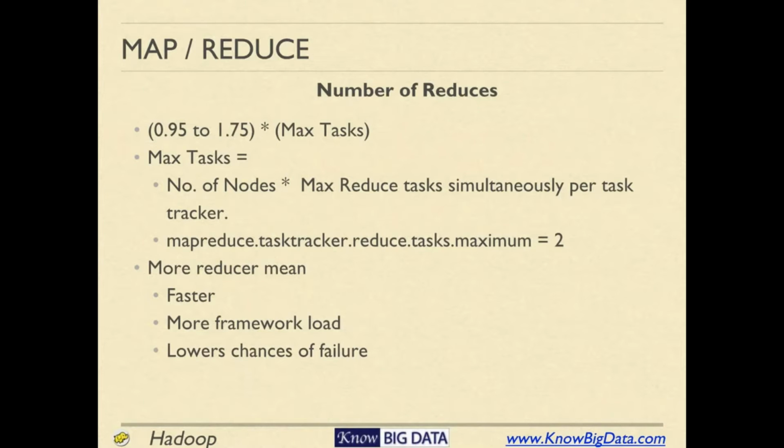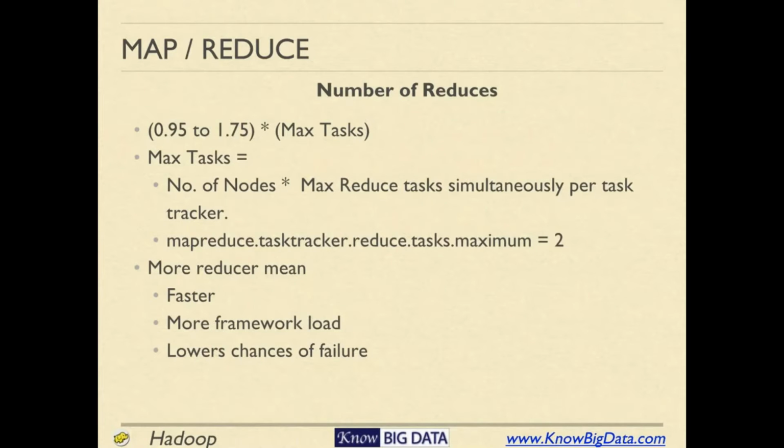So it says that whatever tasks can be executed on your cluster in parallel, multiply that with 0.95, that's your lower limit, and if you multiply that with 1.75, that's your upper limit. So choose some number of reducers between 0.95 to 1.75 times the max tasks. And what does it mean by task?